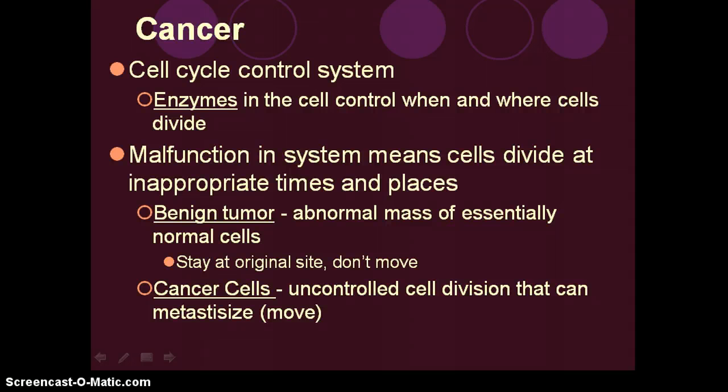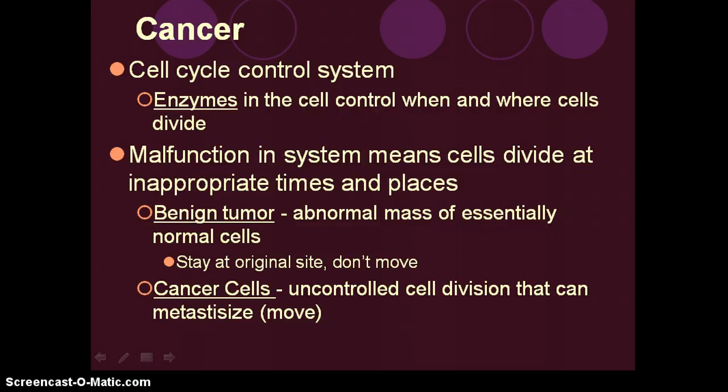So any malfunction in the system means that cells will divide at inappropriate times and places, and there's 2 possibilities here. You can have a benign tumor, which is essentially normal cells. They stay at the original site. They don't move. A lot of times we might call this a cyst. Sometimes they're removed by doctors, sometimes they're not. Depends on where that tumor is and if it's impeding any normal function for the person. And then cancer cells are uncontrolled cell division that can move, and that process of moving is called metastasize or metastasis.